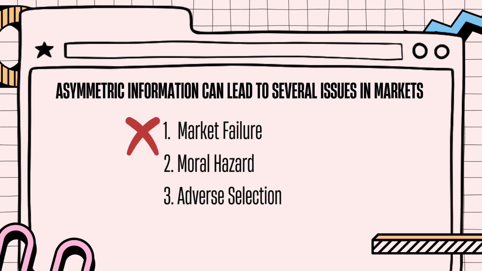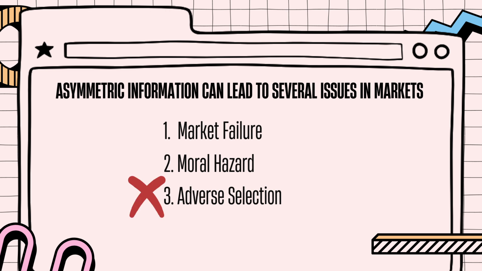The second is the moral hazard, meaning to say it occurs when one party takes on more risk because they do not bear the full consequences of that risk. For instance, if a person has health insurance, they might be less careful about their health because they know that the insurance will cover the medical expenses.